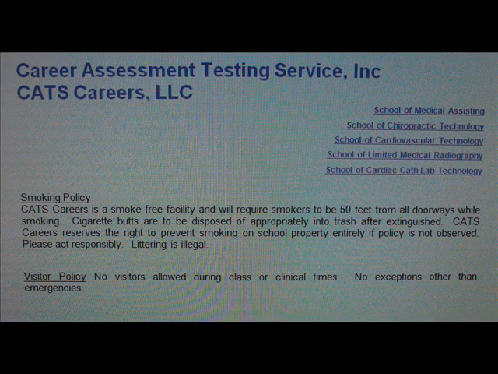Smoking policy. If you have to smoke anywhere at medical facilities, stay 50 feet away from all doorways. 50 feet from all doorways. And cigarette butts are to be appropriately extinguished and then put into a disposal area. Do not leave your cigarettes laying on the ground. Littering is illegal. Visitors policy, no visitors.